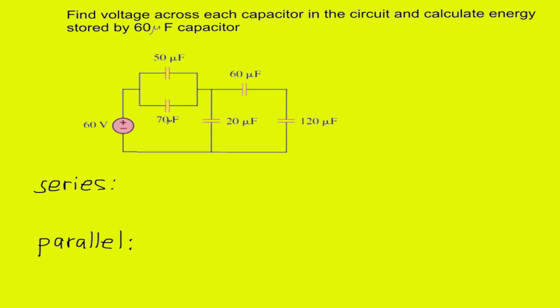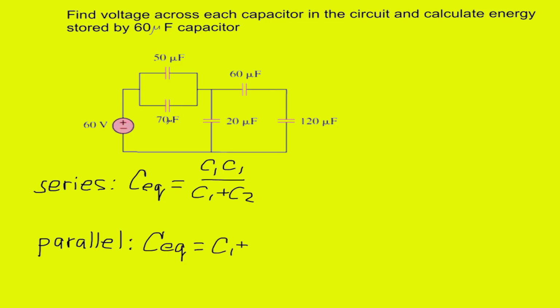So that means that if we have two capacitors connected in series, the equation for the equivalent capacitance will be C equivalent equals C1 C2 over C1 plus C2. And for capacitors in parallel, the equivalent capacitance will be the sum of all capacitances. If you have only two, it's going to be C1 plus C2.